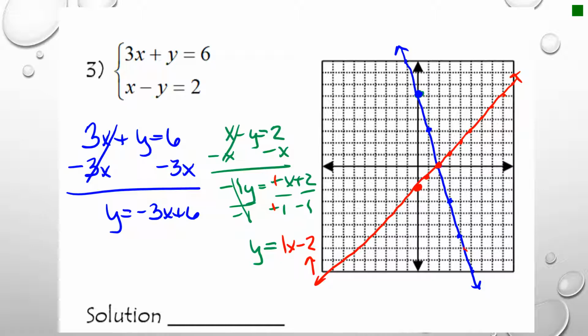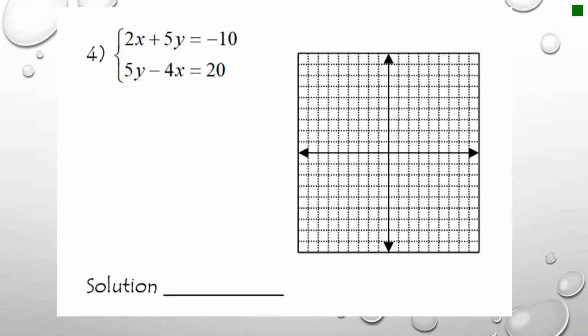Where do they overlap? Right here. That point is the point 2, 0. Let's go to the next slide.